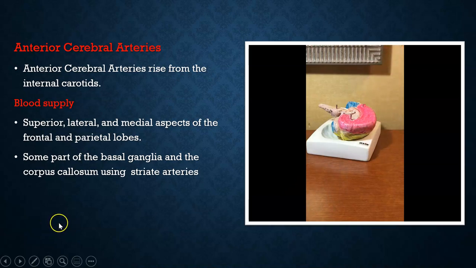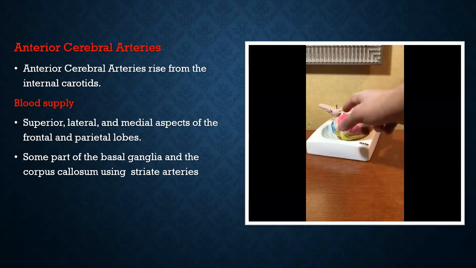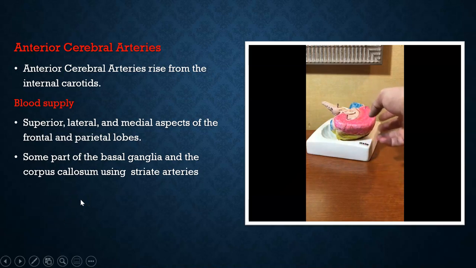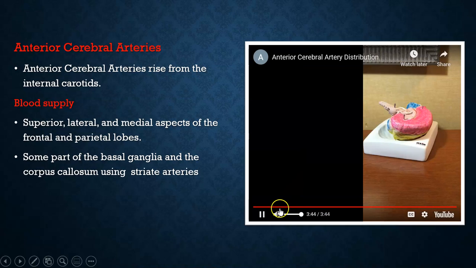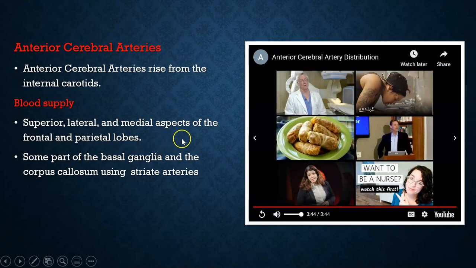So you must understand what the deficits will be if there's an occlusion of the ACA. Now you know the medial and superior part of the frontal and parietal lobe is supplied by the ACA. If there's an occlusion of the ACA, it won't affect Broca's area. If there's an occlusion of the MCA, there will be a dysfunction of speech production, because Broca's area is in the frontal lobe, but on the lateral aspect of the frontal lobe.